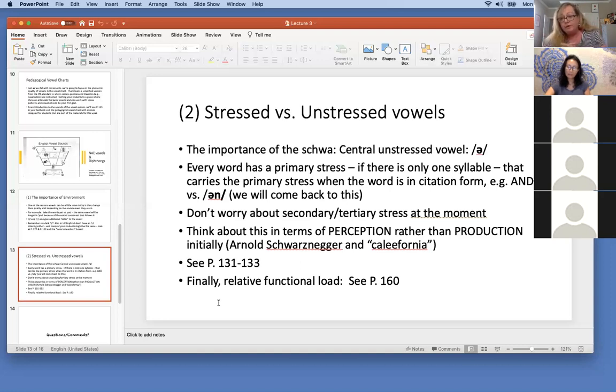So if every word only has one primary stress, okay, that means that other vowels that are in that word either have secondary stress or are unstressed. So what we're interested in is the difference between stressed, primary stress, and unstressed, because for intelligibility, that seems to be where the significant issue is. Either it carries a primary stress or it has an unstressed central vowel, schwa.